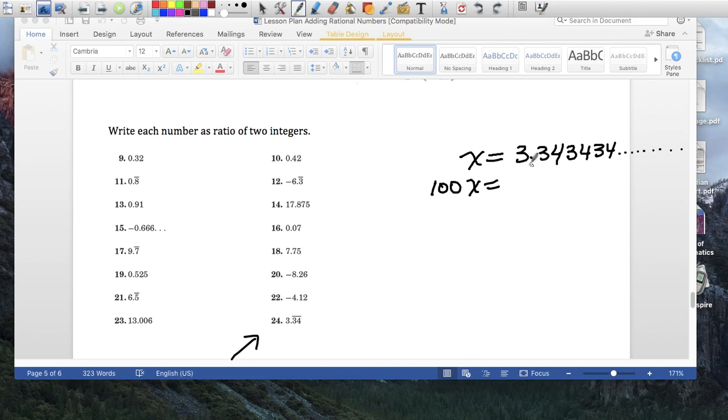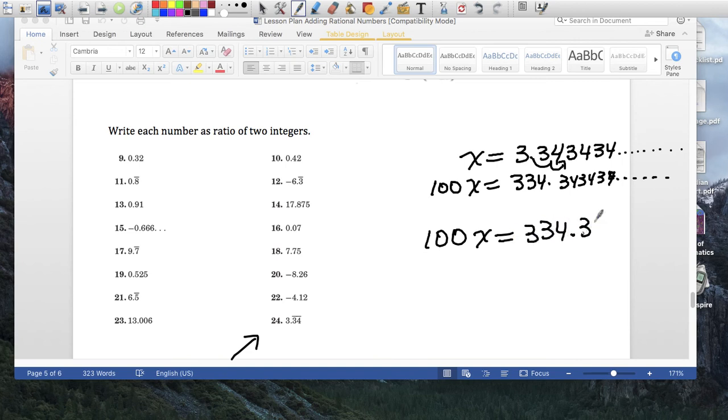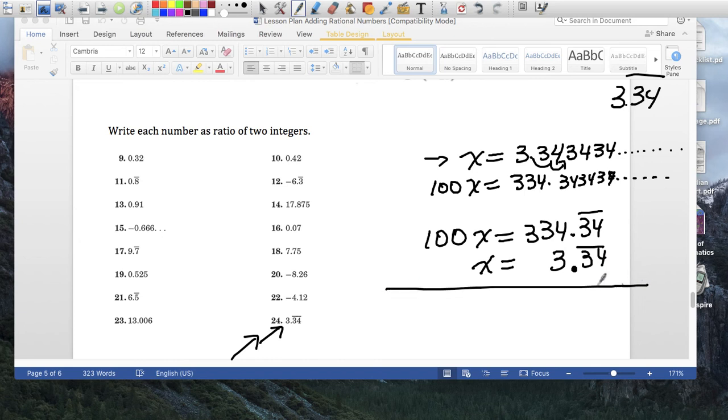It's going to become 334 point, so it's going to move 1, 2, 0.34, 34, 34, dot, dot, dot, forever and ever. Let me rewrite this. So on top, I get 100x equals 334.34 repeated. I'm going to take this one and write it over here at the bottom. x equals, and our original number was 3.34, right? Bar notation right here. So I'm going to line up my decimals. I'm going to write 3.34 bar notation.